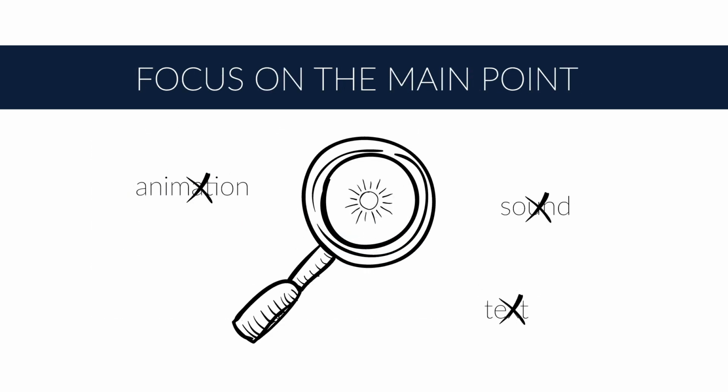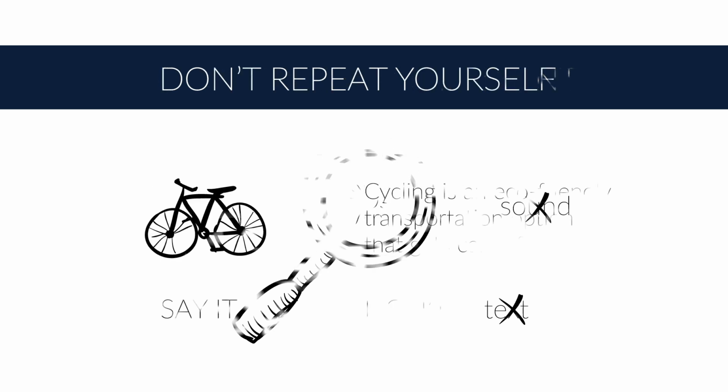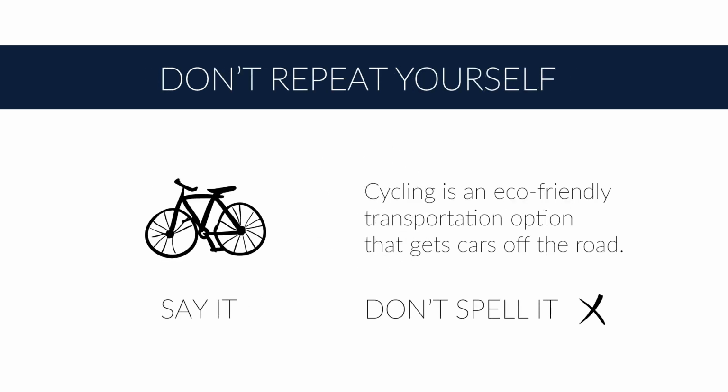Tip number four, focus on the main point and eliminate any unnecessary elements, be they visual or text on the screen, unnecessary animation or sound. Tip number five, if you've already said it, there's no need to spell it out. Use your voice to deliver the message and perhaps one or two key words written on the screen to reinforce the ideas that you're sharing. Do not overload the viewer by repeating what is being said in text on the screen.